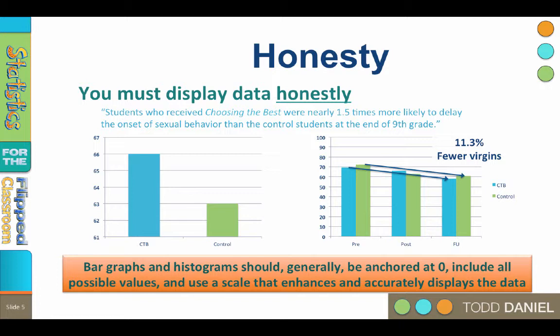They should include the range of all possible values, and they should use a scale that enhances and accurately displays the data. So what makes a graph good or bad? Your first obligation when creating a graph is to display the data honestly. Graphs are bad when they distort data, and this distortion may be intentional or unintentional. Good graphs show the data clearly and in a way that is easy to compare.